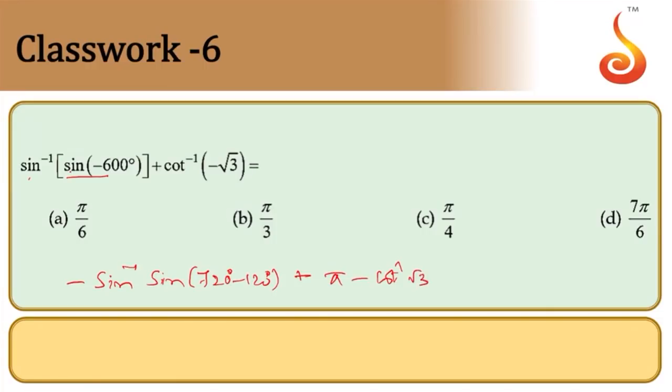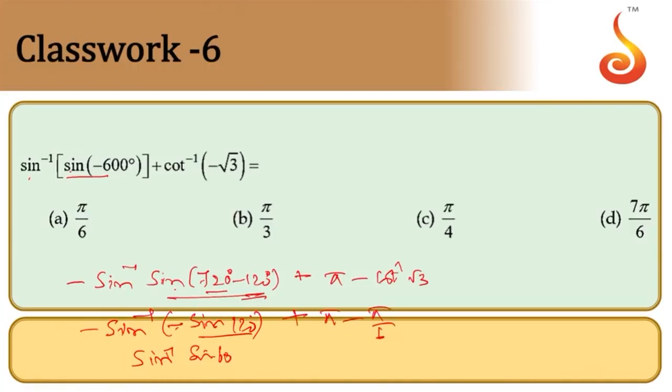Pi minus cot inverse of root 3. But sine inverse of sine 720 minus comes under the fourth quadrant. Sine is negative, so you get minus sine. So minus of sine inverse of minus sine 120. But sine 120 is the same as sine 60. Therefore, we'll be getting sine inverse of sine 60.